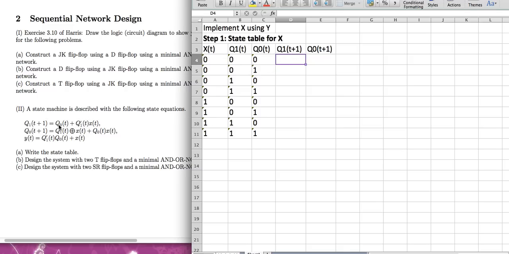So q1 t plus 1 is equal to q0 of t, or with q1 not of t and with x of t. Okay, so how do I fill out this table quickly? Now, notice that this is an OR. So as long as this is a 1 or this is a 1, then my result is going to give me a 1. So I'm going to look at the first part first. So q0 of t. If q0 of t is 1, then my result is going to be a 1 because this is an OR gate. So I'm going to look at q0 of t, and if this is a 1, I know this is a 1. This is a 1, so my result is a 1. This is a 1, so this is a 1. This is a 1. This is a 1.